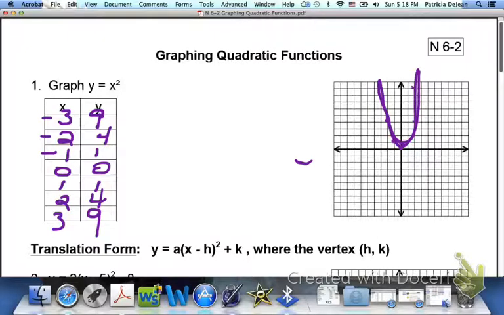It has a vertex. In this case, it's a minimum. When a parabola opens up, it has a minimum point or a low point for its vertex. If it points downward, it has a high point or a maximum for its vertex. And we're going to talk about vertex form today. So that is our basic parent function of a quadratic.